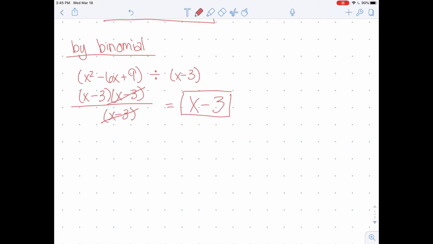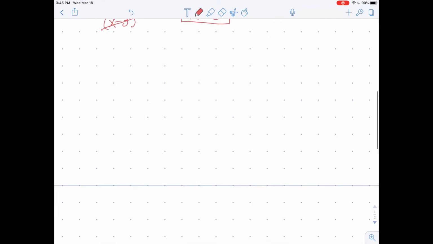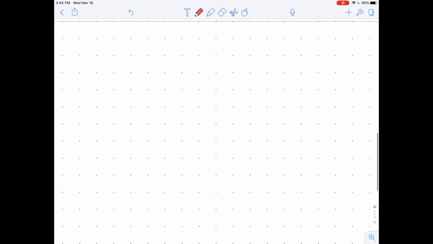Okay, sometimes factoring is a little bit complicated, and then we can use long division on polynomials. And I know that sounds kind of crazy, but it's actually pretty efficient if we know what we're doing. So let's talk about long division. It looks the same as if you do long division with numbers. It's just now we've got letters involved.